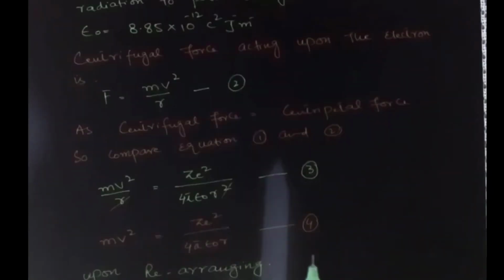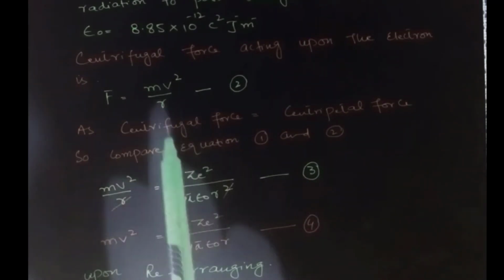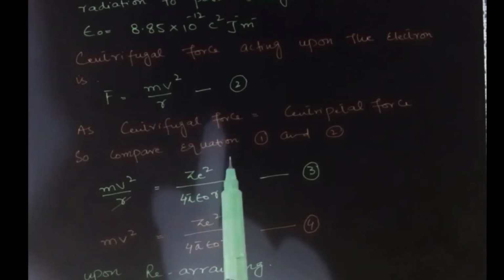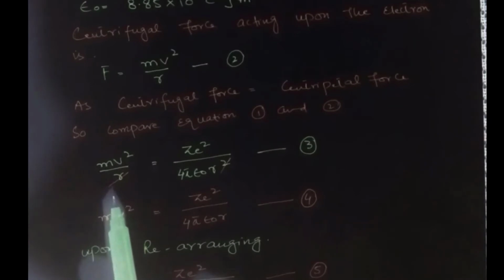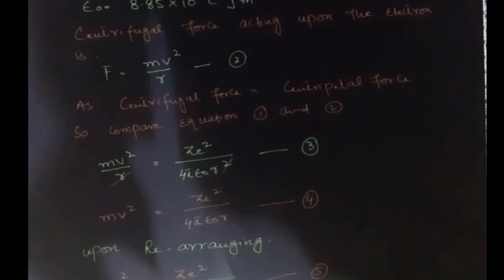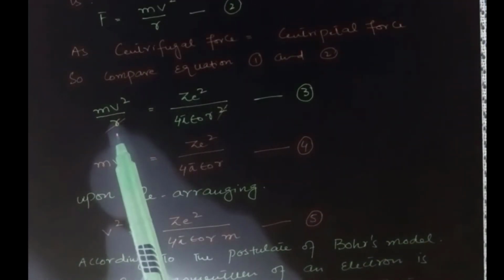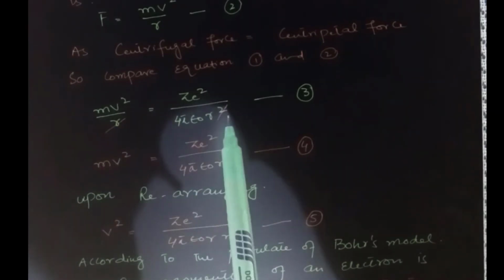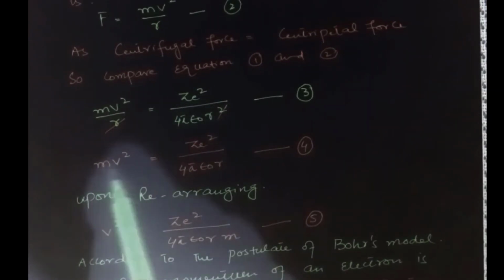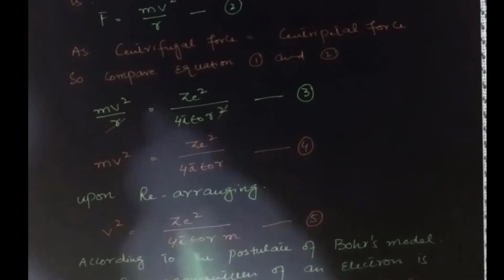As I have told you, centrifugal force is equal to centripetal force. So we will compare equation number 1 and equation number 2. So mv square divided by r is equal to Ze square divided by 4 pi epsilon naught r square. We have r square on the right side and a single r on the left, so cancel it, simplify it, and we get mv square is equal to Ze square divided by 4 pi epsilon naught r.